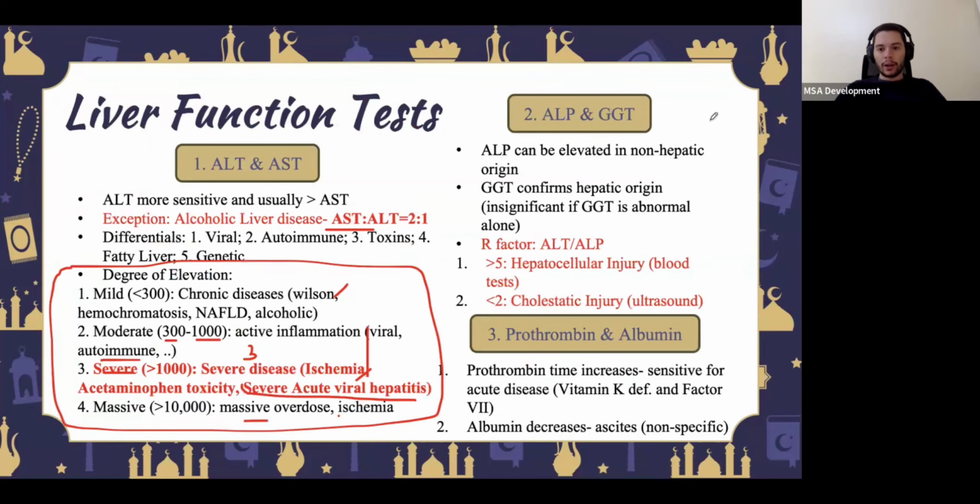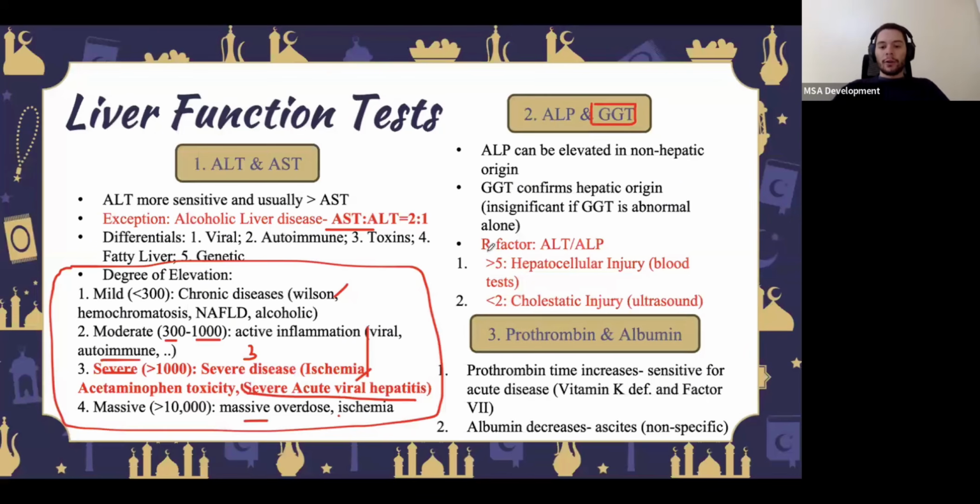Always remember, alkaline phosphatase is a very non-specific enzyme. It could be raised in other conditions affecting your bone. It could be raised in pregnant patients, but it's not specific. This is why you always have GGT with it. What does GGT do? Essentially, you measure your alkaline phosphatase. If it's elevated, you take a look at GGT. If GGT is normal, then it's a non-hepatic cause. If GGT is increased as well, then this would signify a hepatic origin.